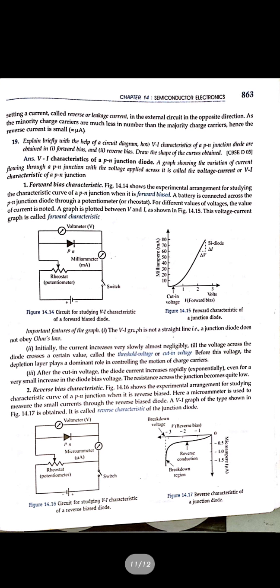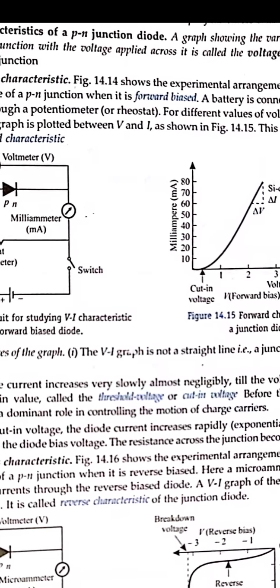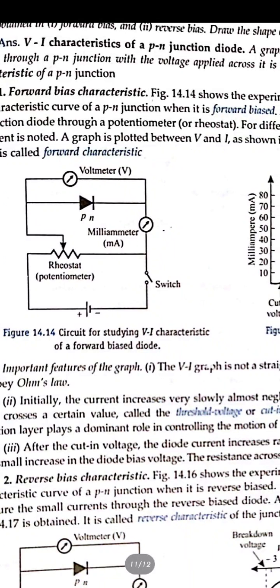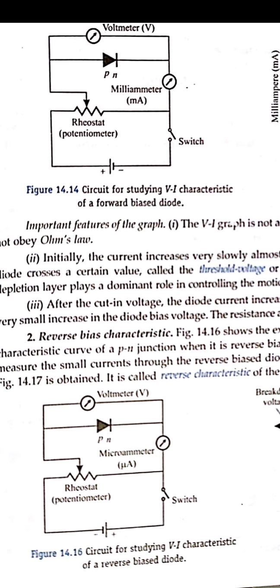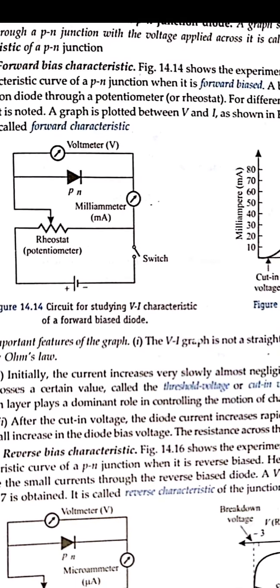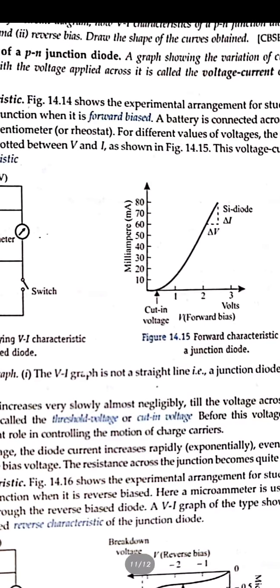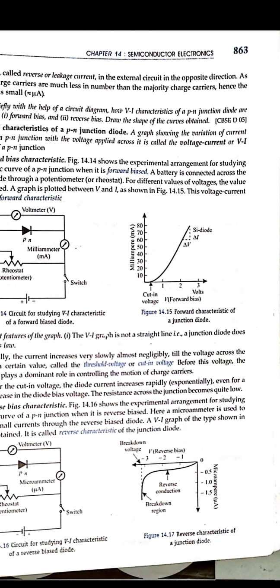These are the characteristic curves. Here you can see the circuit for the joining of the forward bias condition and reverse bias condition to the PN junction diode. So here a milliammeter is used, and in reverse bias a microammeter will be used, because the current is due to the minority charge carriers, whereas in forward bias the current is due to the majority charge carriers. So increasing the potential, the current will increase as in normal metals, like in Ohm's law. So it will follow Ohm's law.